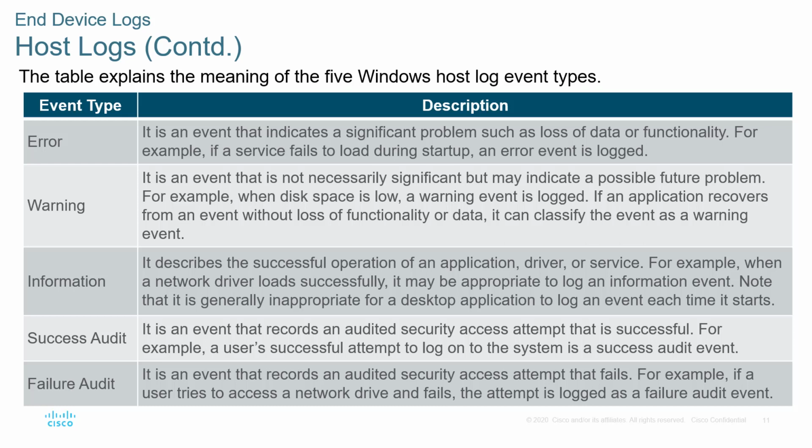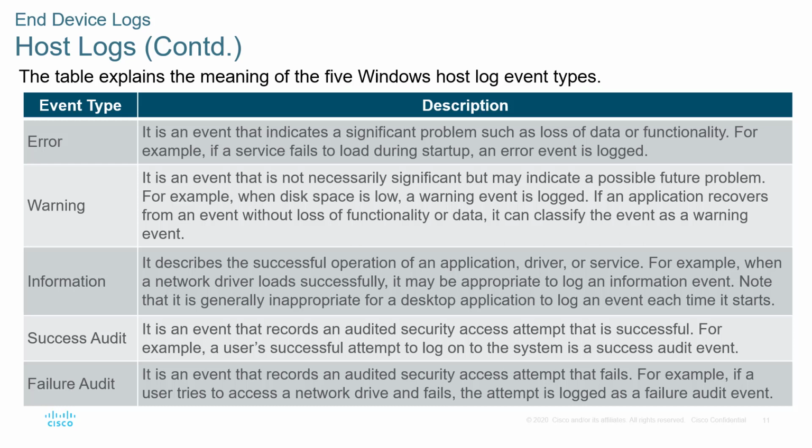First is going to be the error, and that's an event that indicates a significant problem has happened. Warning, that's an event that's not necessarily significant but may indicate a problem. We have information, that's going to be a successful operation or something. A successful audit is an event that records an audited security access attempt that is successful.